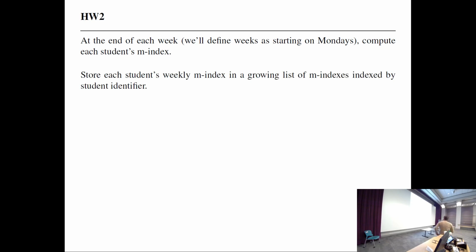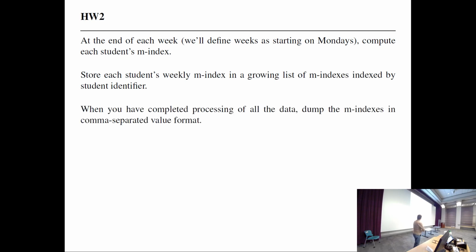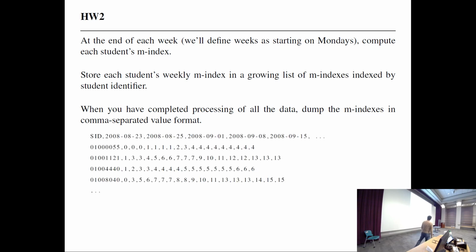So I'm going to store each student's meal index in a growing list of meal indexes indexed by that student identifier. So for every student, I'm going to keep their list of meal indexes by week. Week 0, week 1, week 2, week 3, week 4. And then when I'm done processing everything, I'm going to use that data, I'm going to dump it out in a comma-separated value format. So this is what the output file will look like.